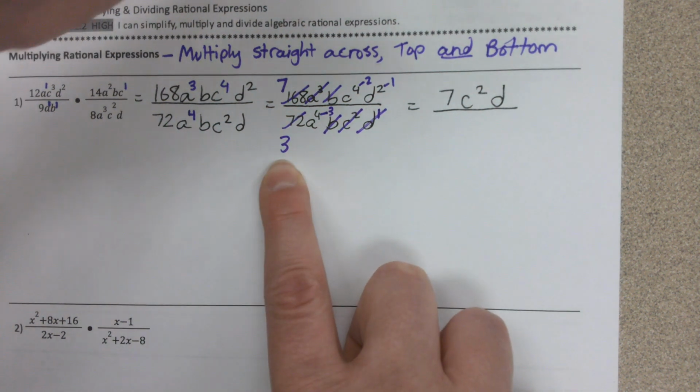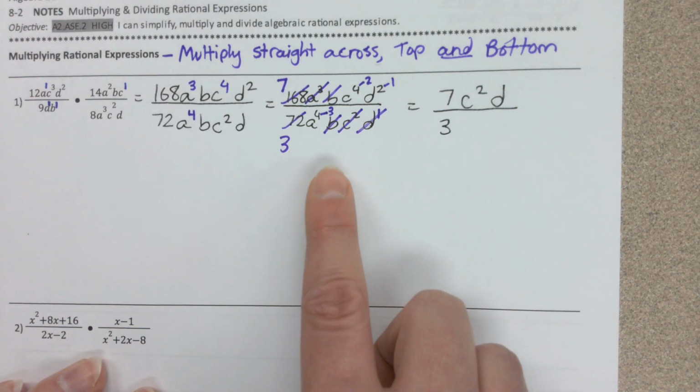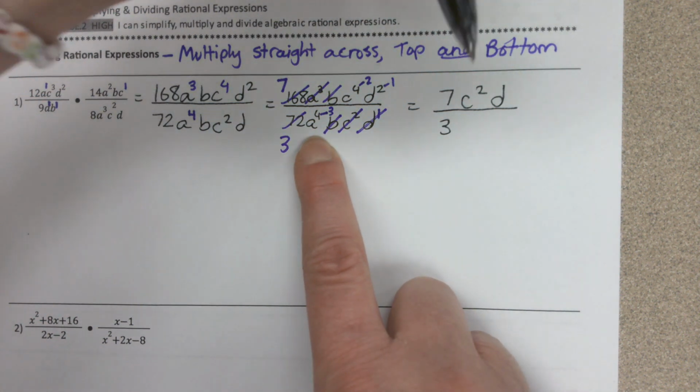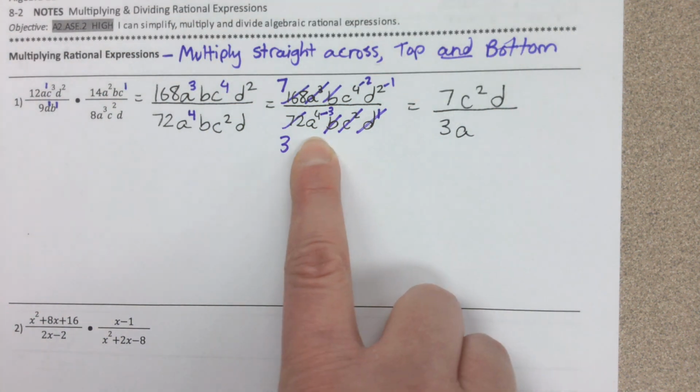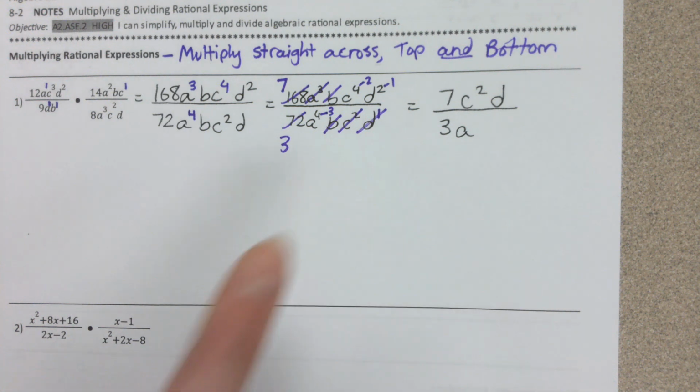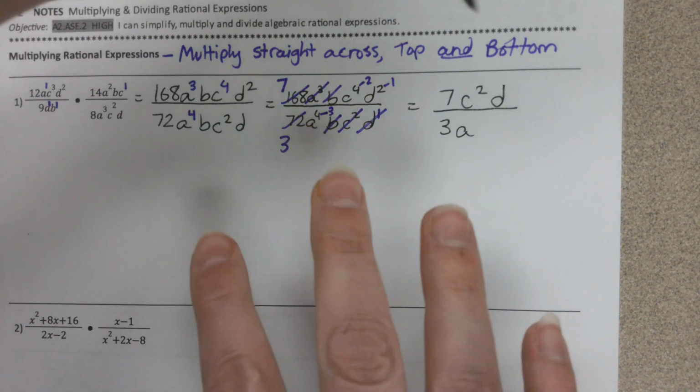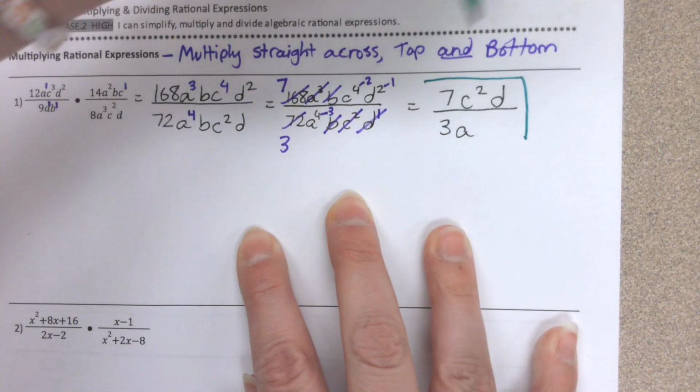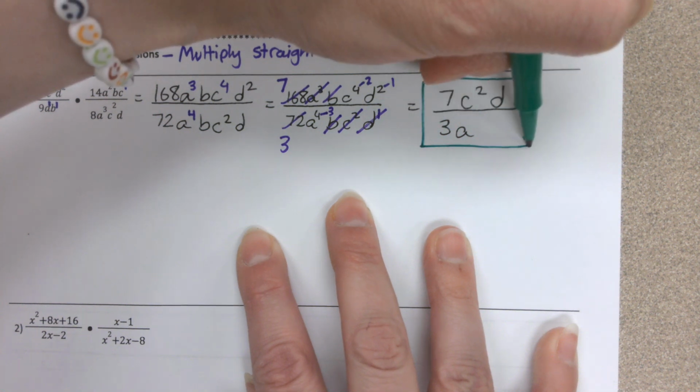On the bottom, we have a 3. A to the 4 minus 3, that's A to the first, or just A. And B, C, and D all canceled out. This is our final answer.